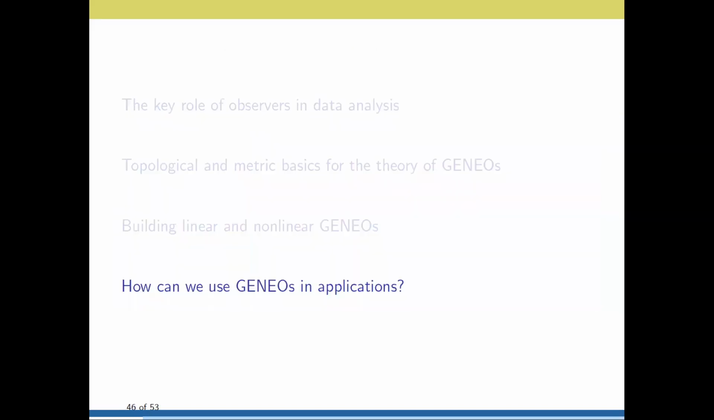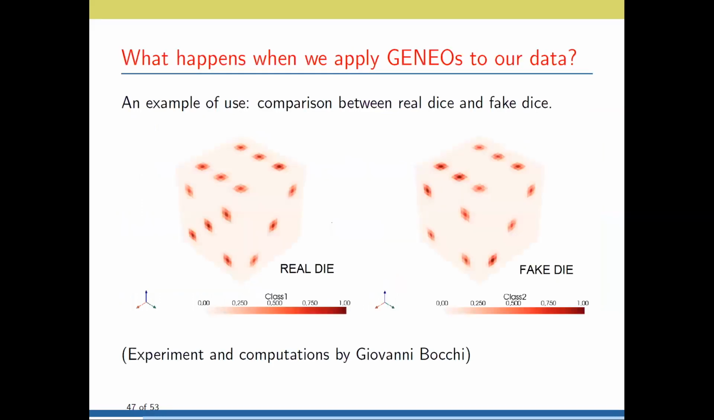Okay, now let me explain something in my last 7 slides. Let me say something about the applications of a theory of GENEOs. GENEOs are tools to simplify information and to emulate the behavior of, let me say, simplifying observers. I'm going to speak about a toy example, first of all, and then I will speak about a real example.